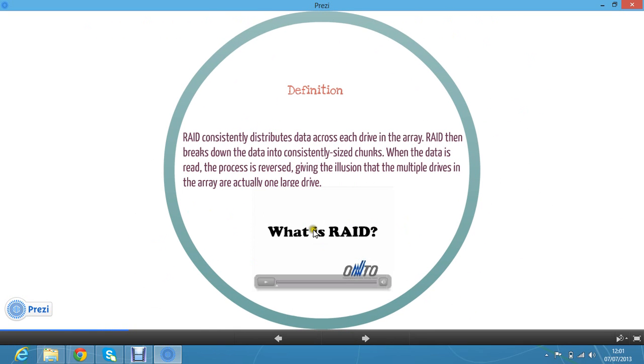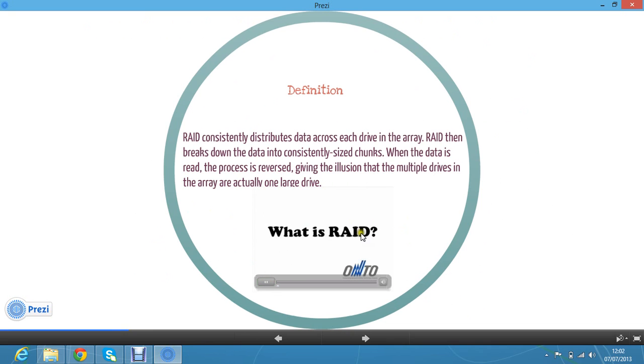Definition: RAID consistently distributes data across each drive in the array. RAID then breaks down the data into consistently sized chunks. Once the data is read, the process is reversed. This gives the illusion that the multiple drives in the array are actually one large drive.